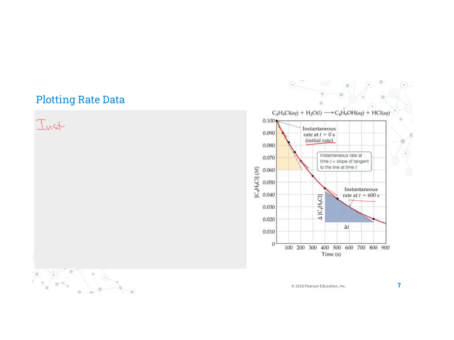The instantaneous rate is basically the slope of the curve at any time point. So you can see here in this little blue triangle, the slope right there gives you the instantaneous rate at exactly 600 seconds. We're interested in seeing that because it tells us that at that particular time point in the reaction, this is how fast it's going.